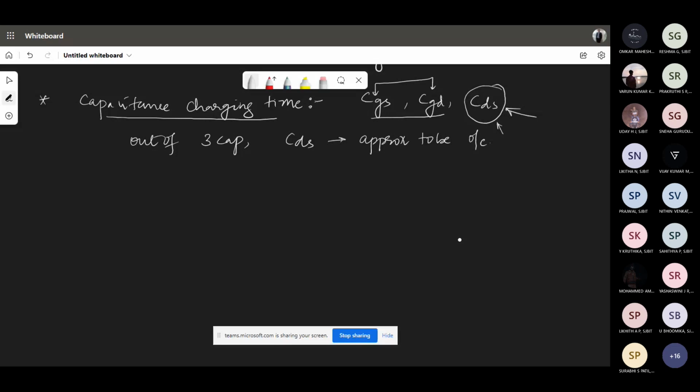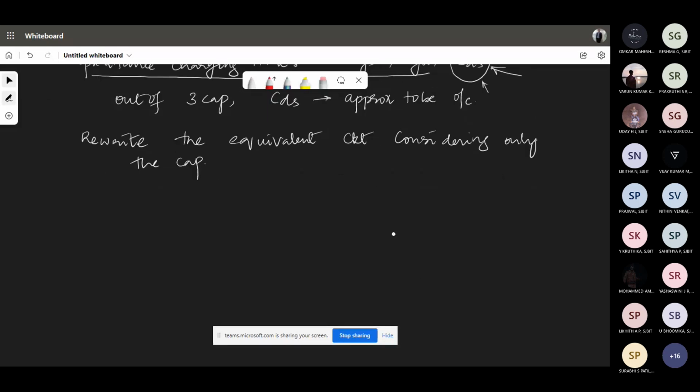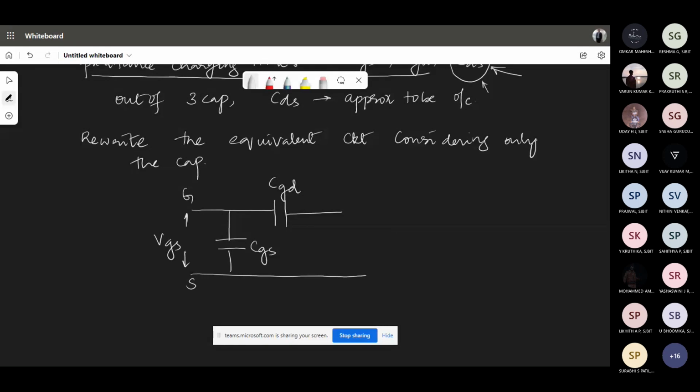So what we'll do now, we'll try to rewrite the equivalent circuit considering only the capacitors, because we'll assume that the resistors are large enough to open circuit them. So we'll try to have only this much of the circuit. The capacitance between drain and gate, capacitance between gate and source, VGS, this is gate, this is source, this is VGS, and what else? We've got a current source which is GM times of VGS.